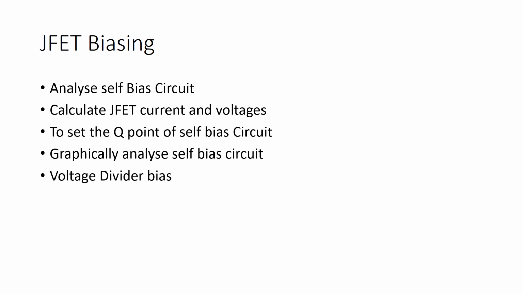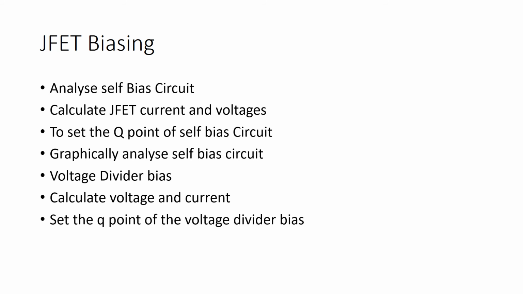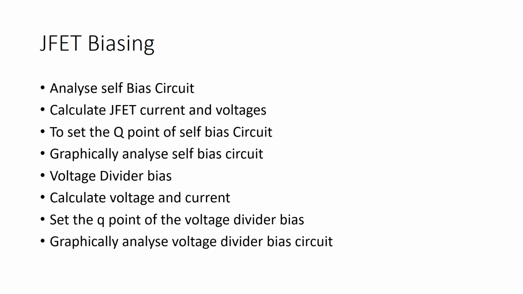Then the second biasing circuit is the voltage divider biasing circuit. The same things will be repeated in the voltage divider biasing circuit. We'll analyze it by finding the current and voltage, and at the same time analyze it graphically by setting the Q point on the voltage divider bias circuit. Then graphically analyze the voltage divider bias.